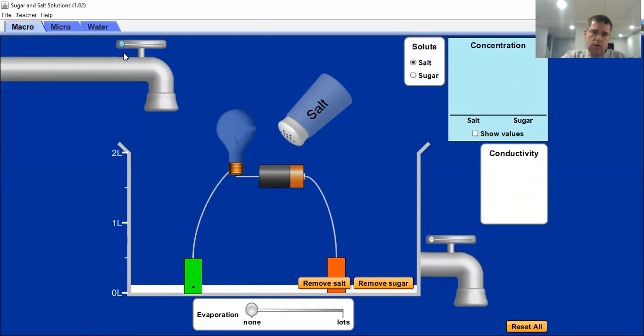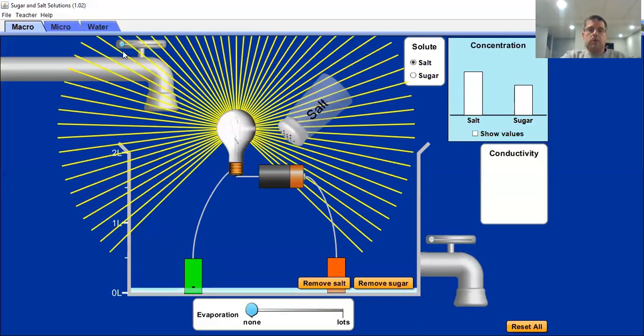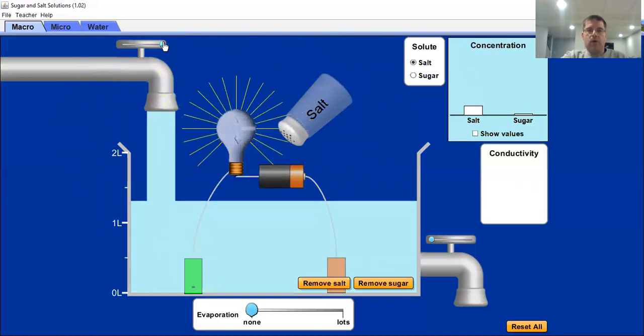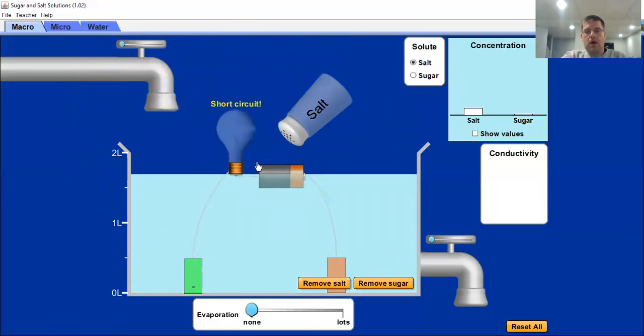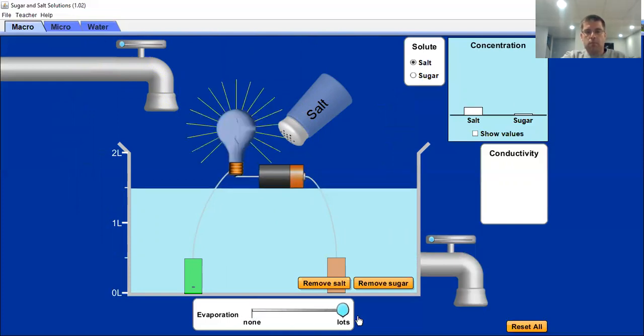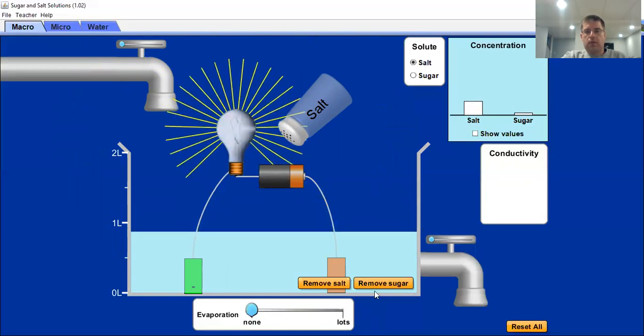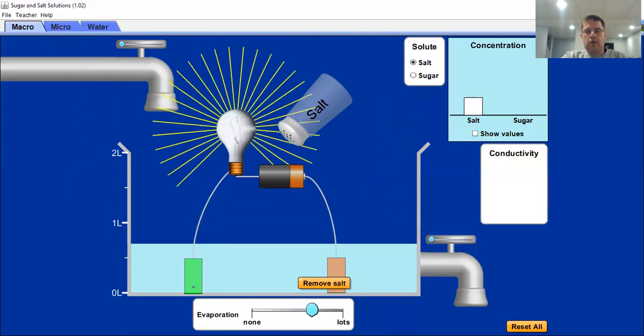Let's add a little water. Whoa, geez. Oh boy. What's happening? I'm weakening the solution. Okay. Boil this away. Oh, we have conductivity. Notice it's getting stronger. You can remove the sugar, it won't matter. It's getting stronger.